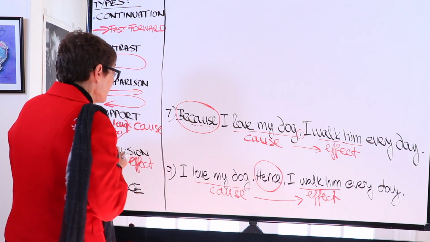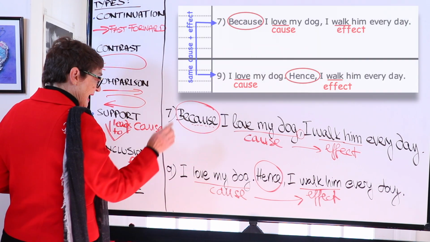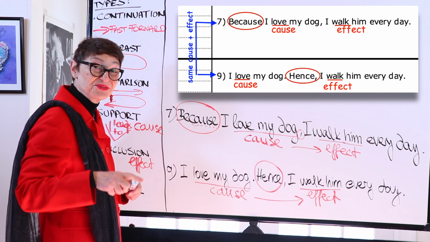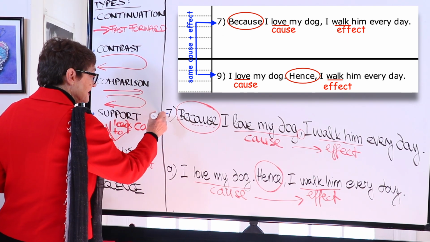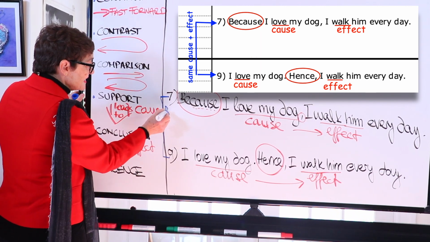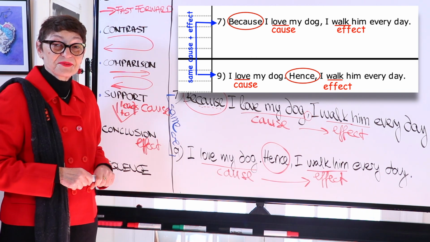So what we see here, and oh yes, I forgot to say, we're working on sentences 7 and 9. I'm skipping 8 on purpose for a moment. So for those of you who follow with the worksheet, pay attention here. So we can say that sentences 7 and 9 have the same cause and effect. There we go.